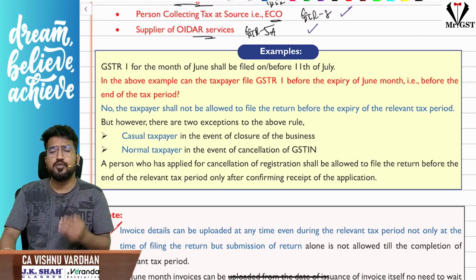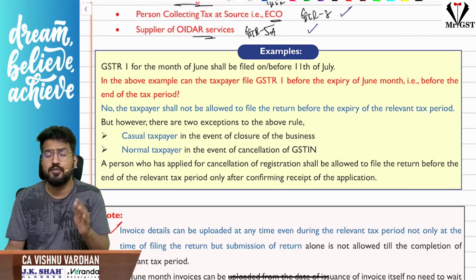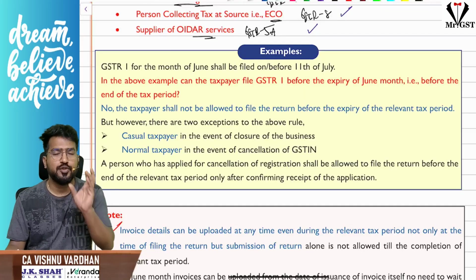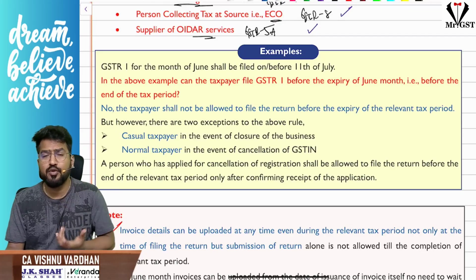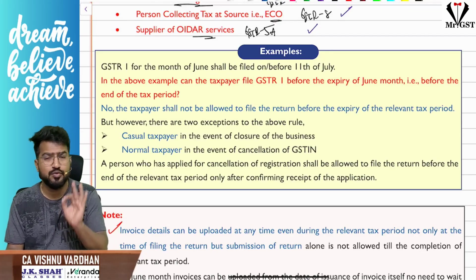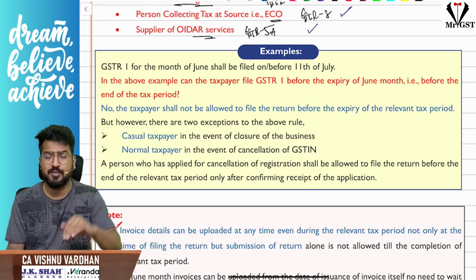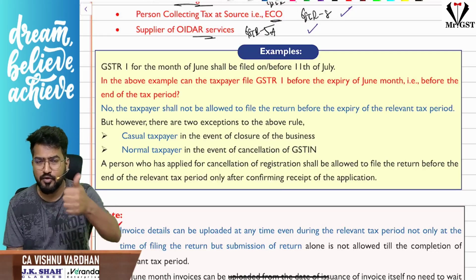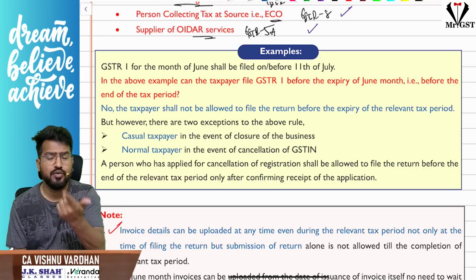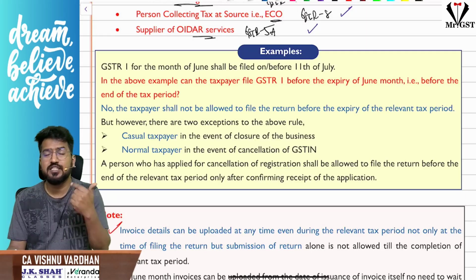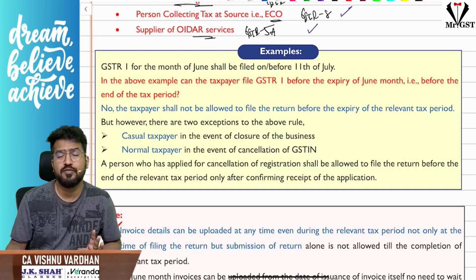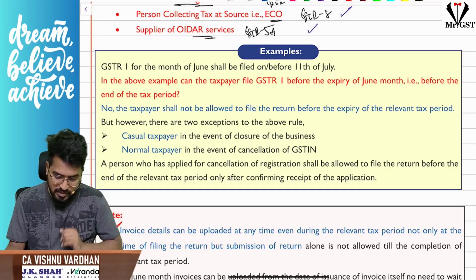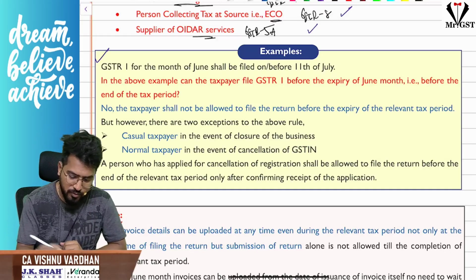When you are supposed to file GSTR1, you cannot file GSTR1 before the completion of that particular month. So if you want to file the June month return, June month should be over, then only you can file. No, sir, I want to file even before June month ends. There are two cases where the return can be filed before completion of that particular tax period. Number one, you are cancelling your registration, or number two, you are a casual taxable person whose registration certificate validity is getting expired. For these people, even before the completion of that tax period, they can file GSTR1.